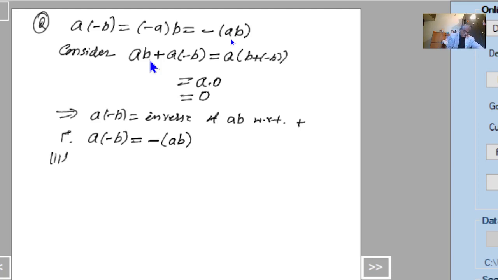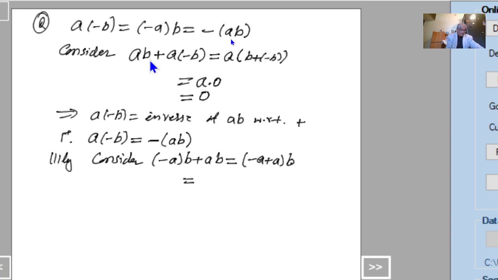Similarly, if I consider minus A into B plus AB, this is equal to, here by distributive laws we can write this as (minus A plus A) into B.